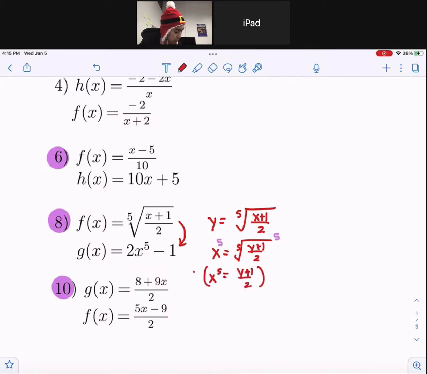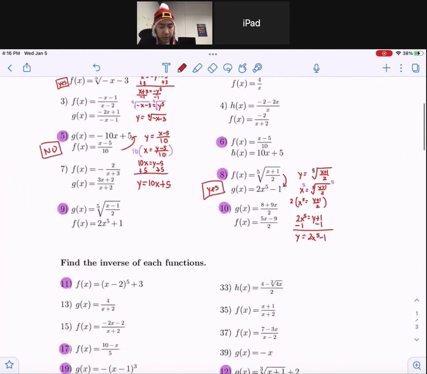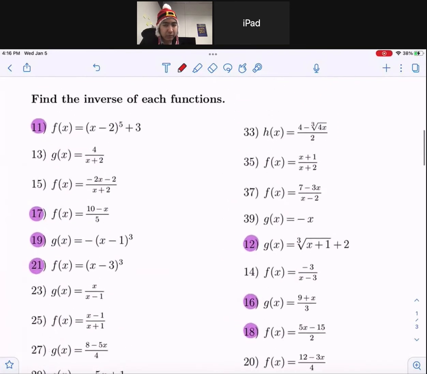To get rid of that denominator of 2, multiply both sides by 2, and then subtract 1 from both sides. So our inverse function is 2x to the fifth minus 1. It's that, and it is. So these are definitely inverses of each other. Okay, so that's how you do a couple of those. Now let's look at a couple of these.